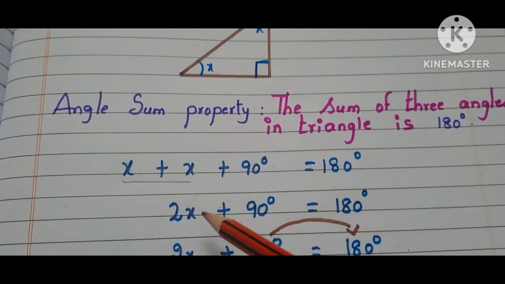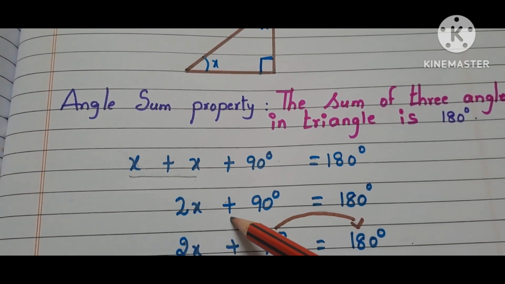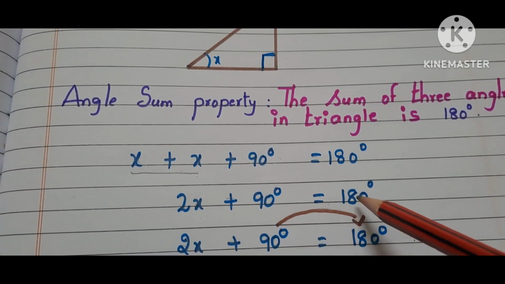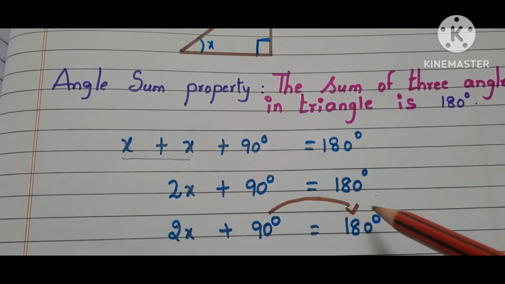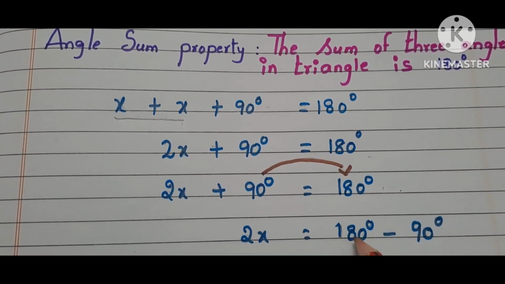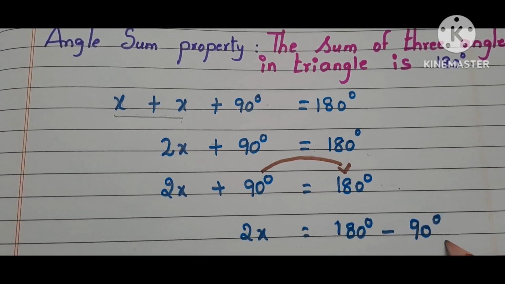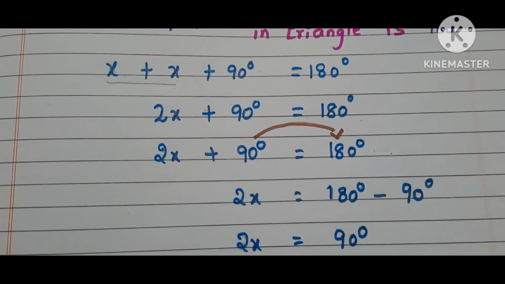x plus x is 2x. Now it becomes 2x plus 90 degrees equals 180 degrees. Take this 90 degrees towards the RHS. Then it becomes 2x equals 180 degrees minus 90 degrees. Now it becomes 2x equals 90 degrees.